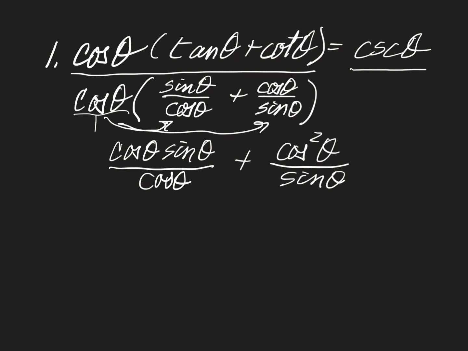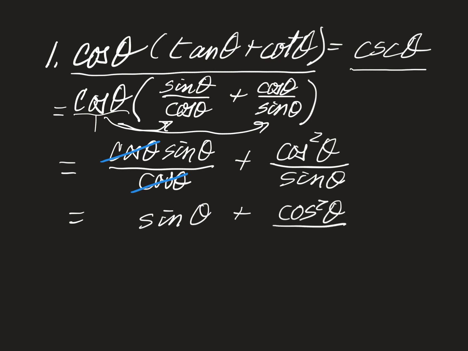Okay, now that's my next step. Okay, so I'll put an equals here and equals here. So there's my first step, quotient identity. Second step, distributive property. Notice how everything's substitution or algebra. Now, what I notice here is that the cosine cancels. Okay? So I'll rewrite that. So now I have sine theta plus cosine squared theta over sine theta.